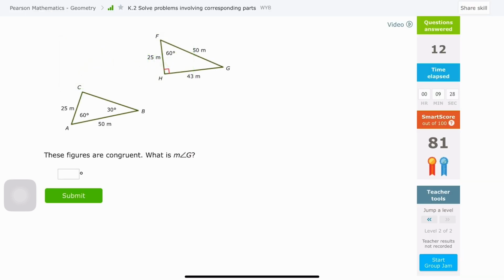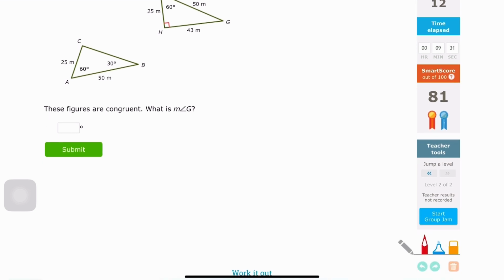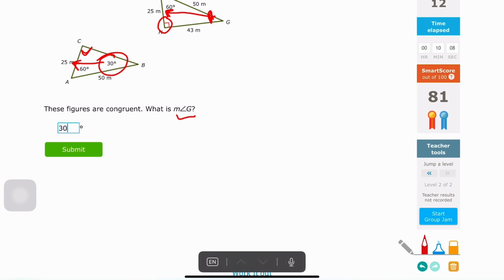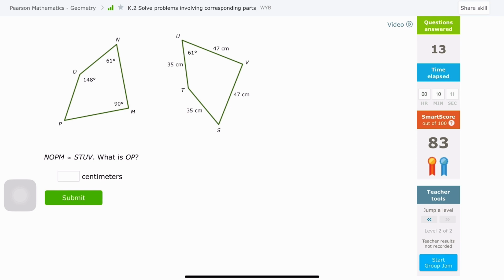One last example. These figures are congruent. We need to find the measurement of angle G. Here we have 60 degrees and 30 degrees. From the second shape, we know that the third angle should be 90 degrees. If you want, you can write the statement. The easiest way is to look for G. G is this angle, and look for the opposite side. G is opposite to the 25-meter long side. So which angle is opposite to the 25-meter long side from the first shape? 30. So our answer would be 30. There we go.